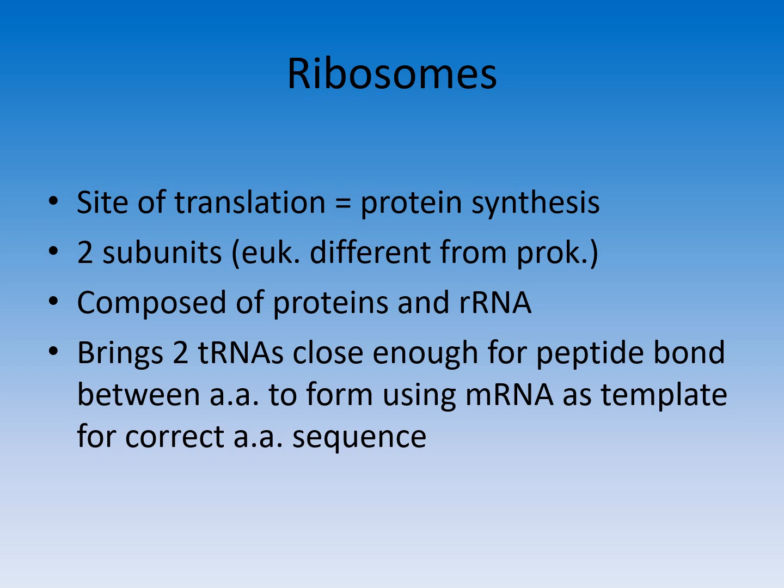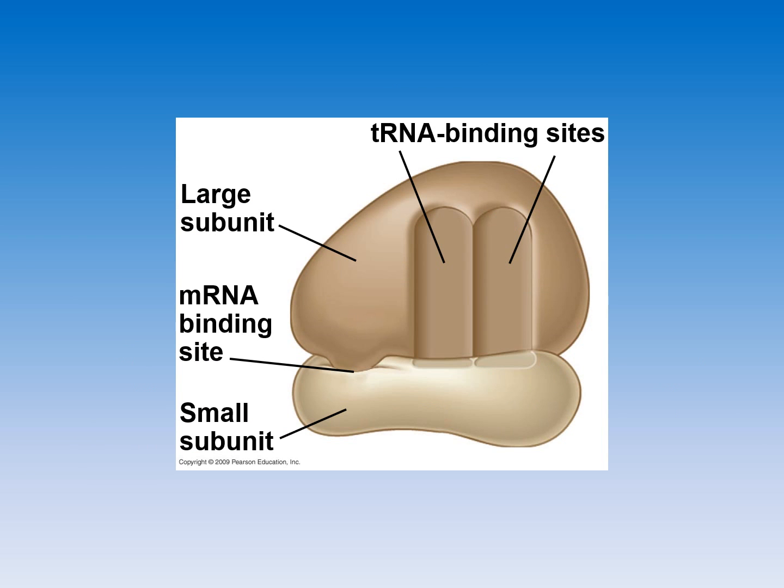How are you going to get them close enough together? You're going to bind them to the ribosome. The ribosome is going to hold them. It's like it's going to grab them, and say, I need you two to be right close to each other so we can form this bond. How do you know what sequence of amino acids you need for making your protein? That's where the mRNA comes in. It has that information on it.